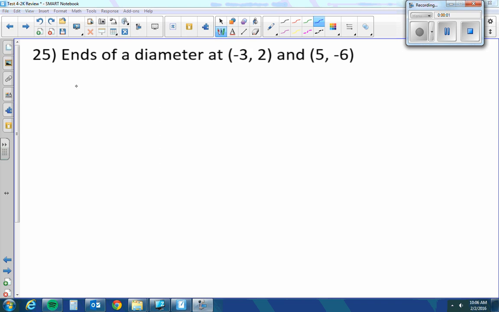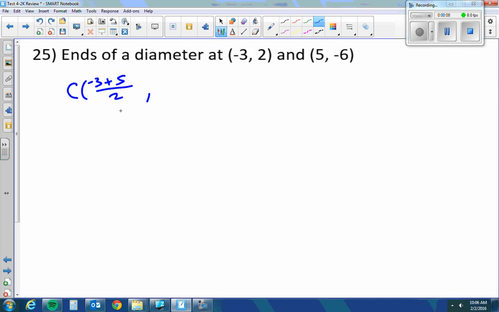On something like this, I would find the center first. You don't have to, but there's an advantage to it. Just do the midpoint formula. Average the x values: 2 over 2 is 1. Average the y values: -4 over 2 is -2. There's your center. And then you need to find the radius.